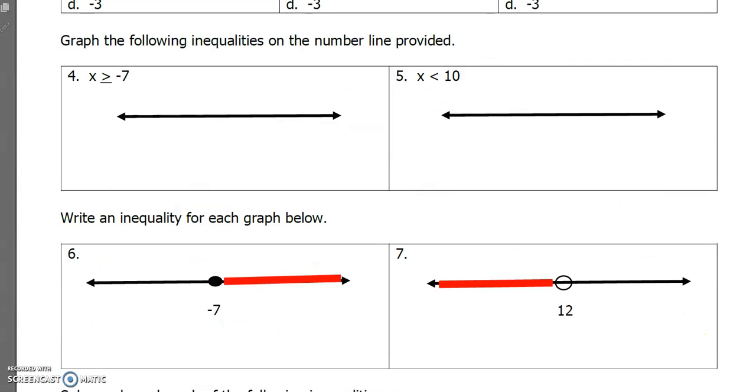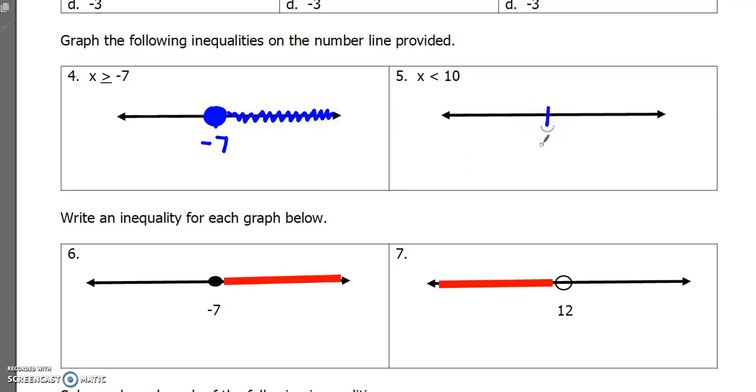Okay, on number 4 and 5, it is asking us to graph the following inequalities on the number line provided. So my variable is already isolated, so I just simply need to put the number that they've given me, which is -7. I'm going to draw a circle where -7 is, and because it is an equal to, I'm going to fill in my circle. And then it's a greater than sign, so I'm going to shade to the right.